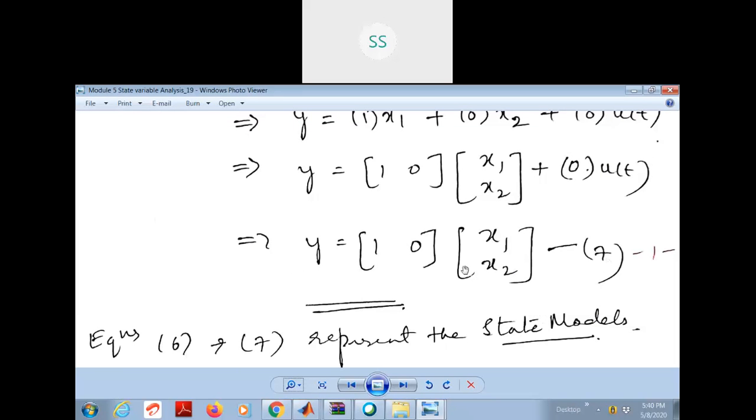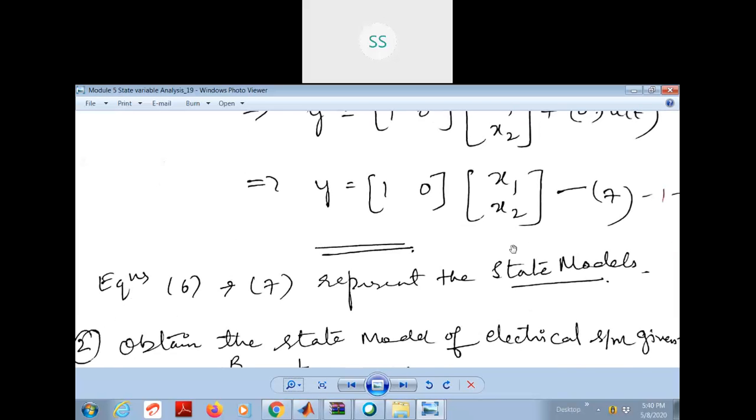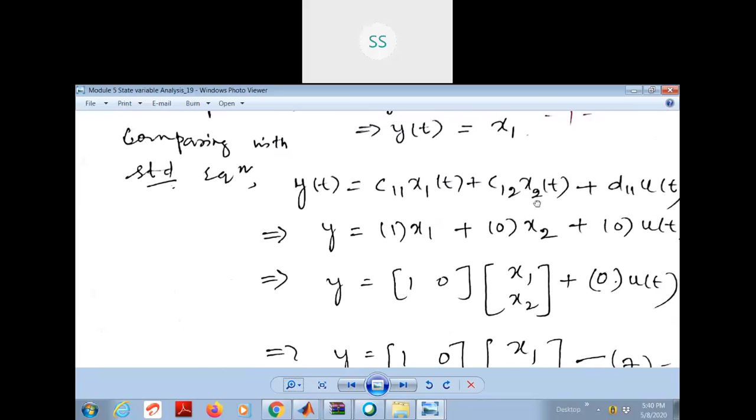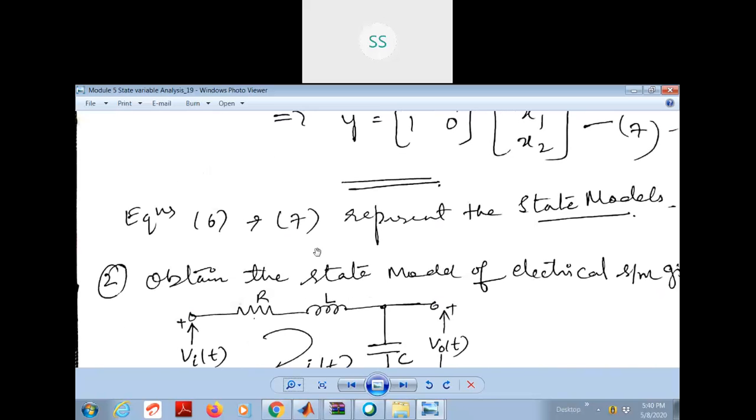This 1 0, a 1 cross 2 matrix, can be considered as matrix C. And this 0 is the D matrix. So equations 6 and 7. What is equation 6? It is the state equations, as previously derived. And this is equation 7. These two combined represent the state model. State models are nothing but a set of equations: one is the state equations, the other is the output equation.